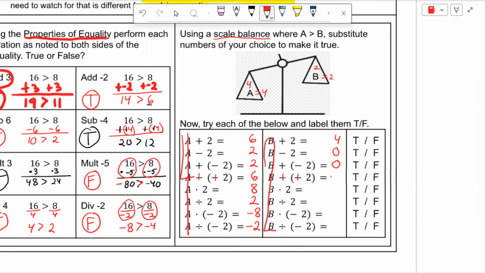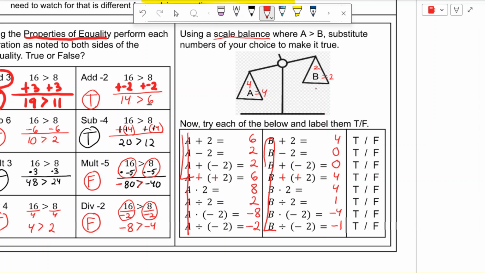And 2 plus 2 is 4. All right, 2 times 2 is 4. 2 divided by 2 is 1. 2 times negative 2 is negative 4. And 2 divided by negative 2 is negative 1. Okay, check our math, make sure they're all correct. And they are, and now we can compare the scale.